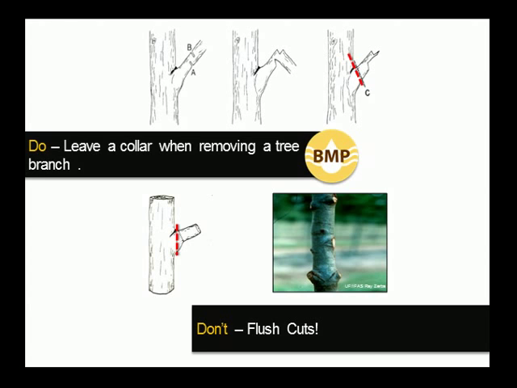Trees should not be pruned without a clearly defined objective. Removing the correct stems and branches to accomplish the specified objectives is as important as making the correct pruning cuts. Do! Make sure to leave the branch collar intact when removing any branch. Don't! Never make flush cuts.